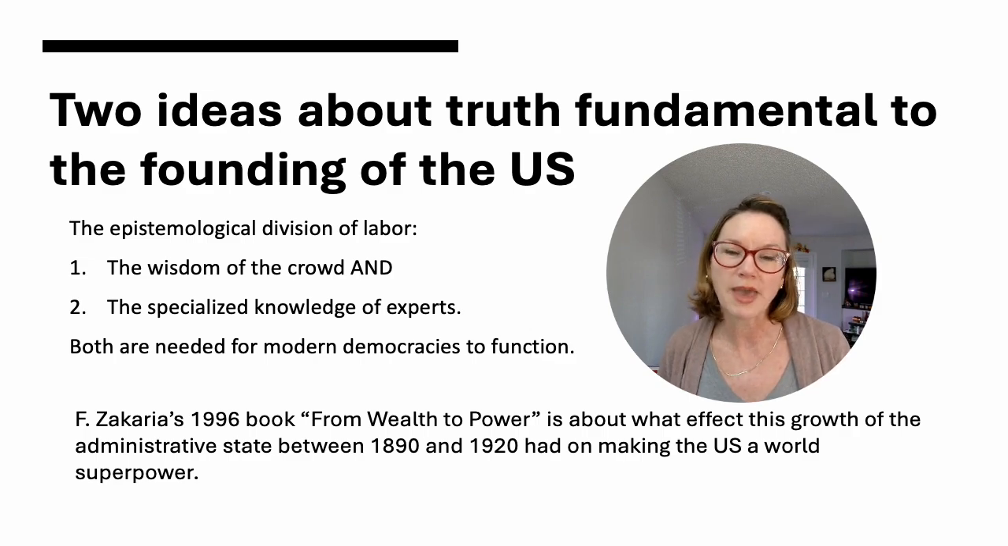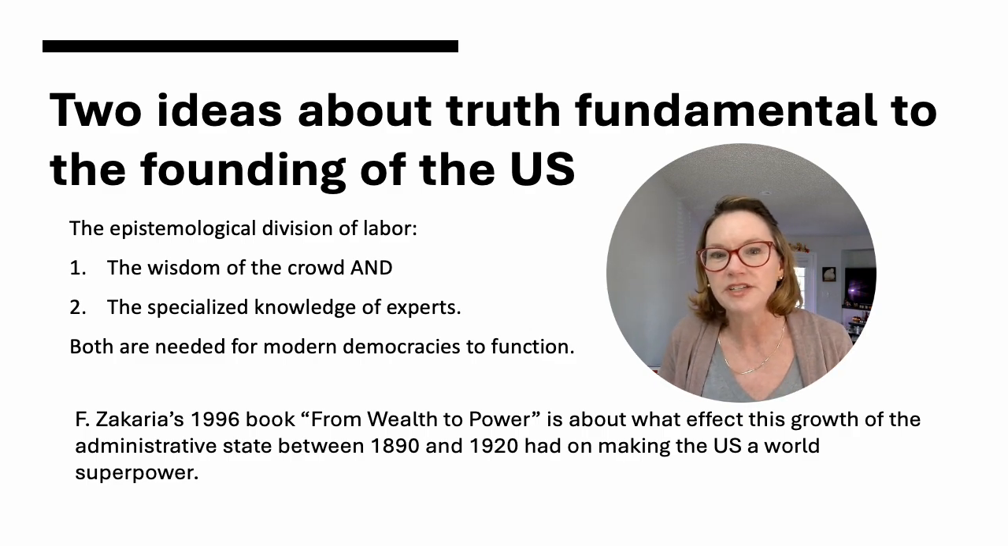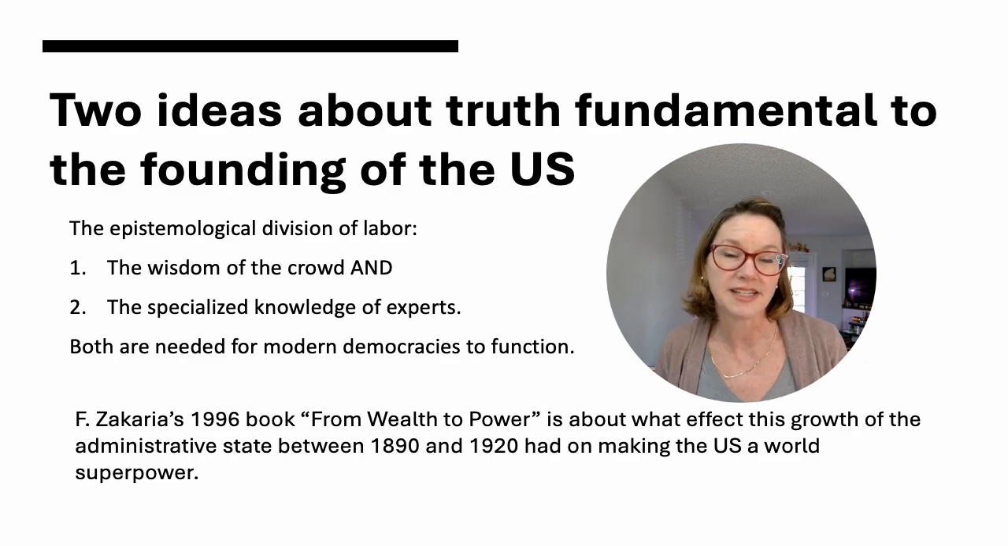Fareed Zakaria wrote this book in the 1990s that became really famous, very influential, and it was called From Wealth to Power. It was all about how the United States had to build up what he called its national power, its power as a state, which means its power and effectiveness at governing itself, before it could act internationally and become a world superpower, right? So that process of becoming a world superpower was a result of the United States building up its national power, and it did that primarily through the growth and consolidation of the administrative state, which happens from about 1890 to 1920.